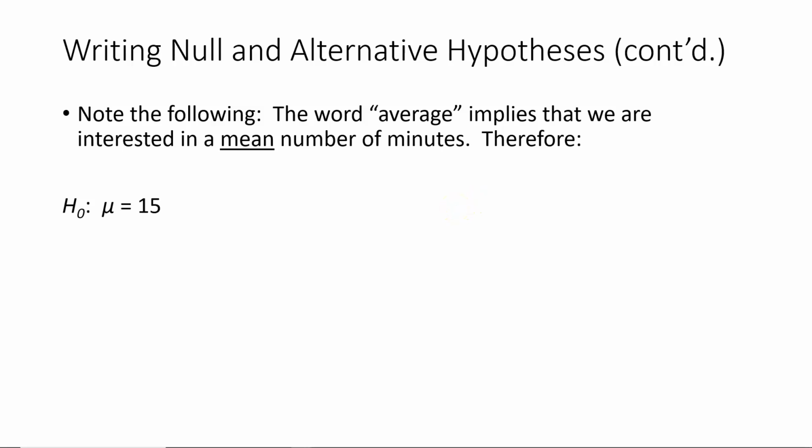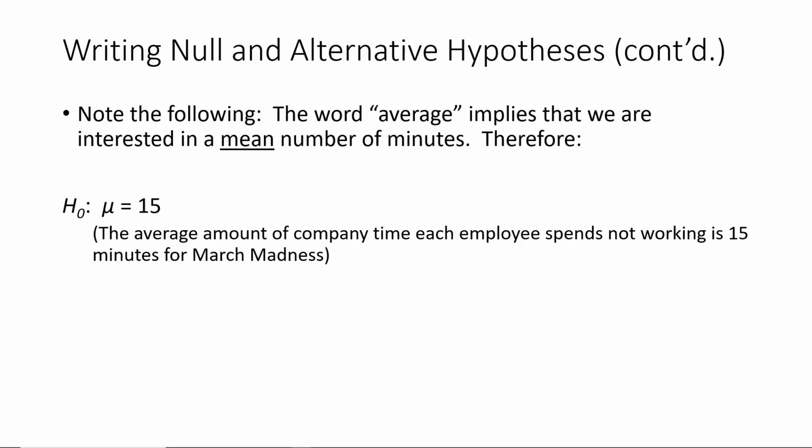So therefore, in this particular case, the null hypothesis could be written as the population mean is equal to 15 minutes, and that's shown symbolically on the screen. Notice what that's saying is it's a skeptical position that is stating that the average amount of company time each employee spends not working is 15 minutes during March Madness. In other words, no more nor less than what they typically would spend being unproductive already.